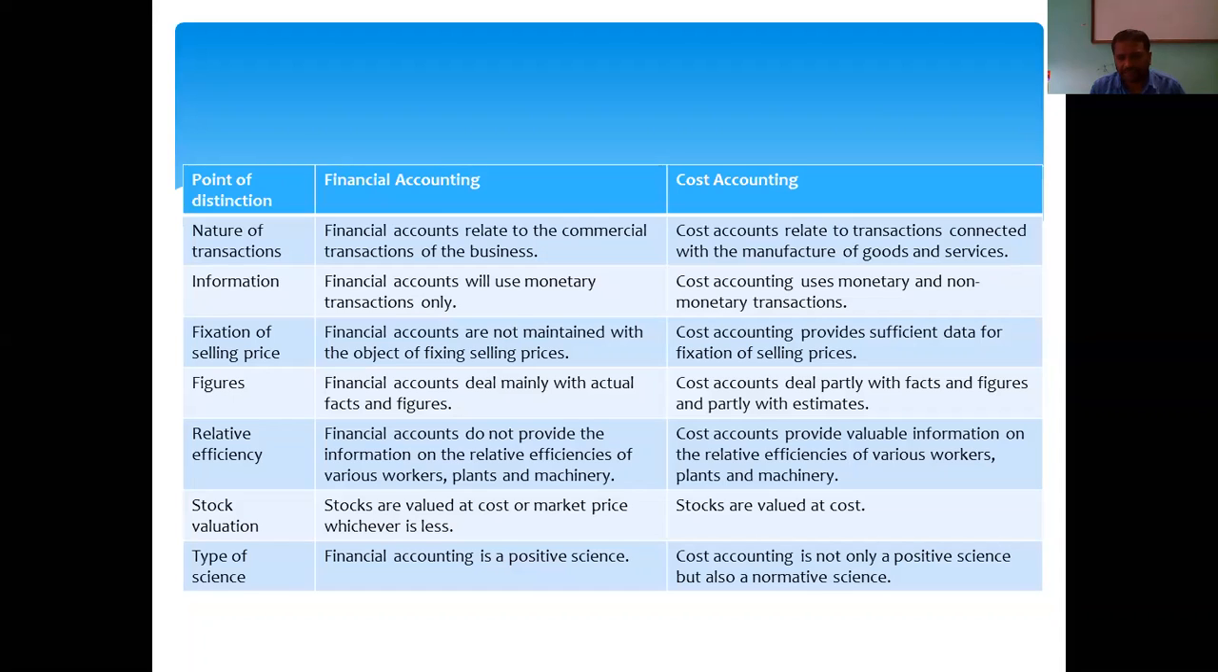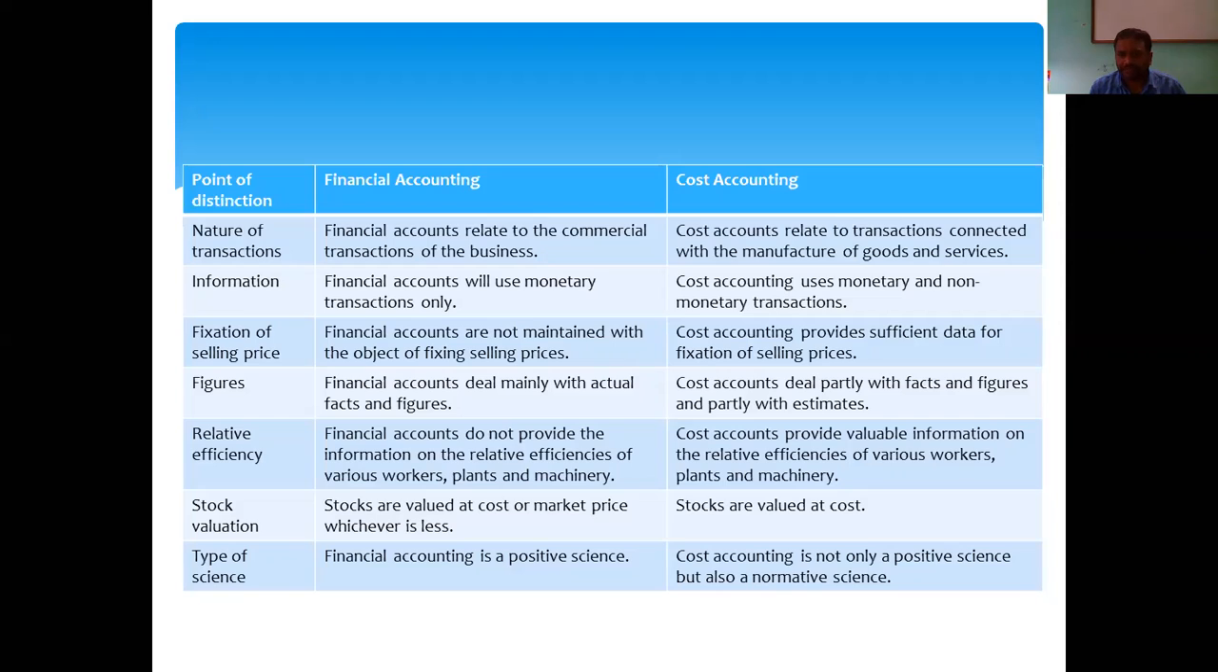And here's the relative efficiency. The financial accounts do not provide the information on the relative efficiencies of the various workers, plants, and machinery. There, we are writing only the monetary terms. They can't say how many workers are involved, how many plants are involved, how much machinery we are using. So we are not going to write anything. But here the cost accounts provide valuable information on the relative efficiencies of the various workers, plants, and machinery. How many machine hours we used, the labor or work, what wages we paid, and all this information, the machine hour rate, and so on. We are going to learn in the second and third chapter. We are going to record the data.